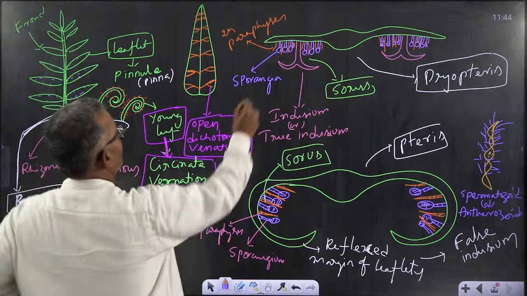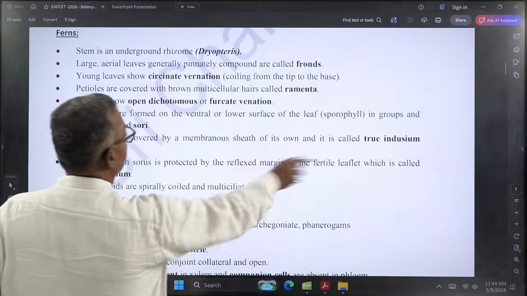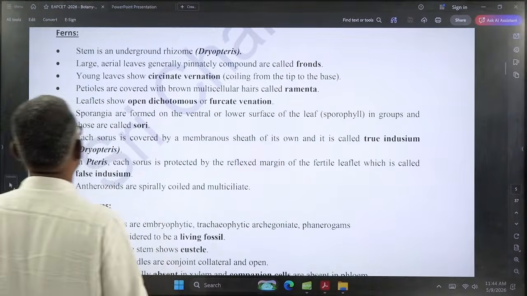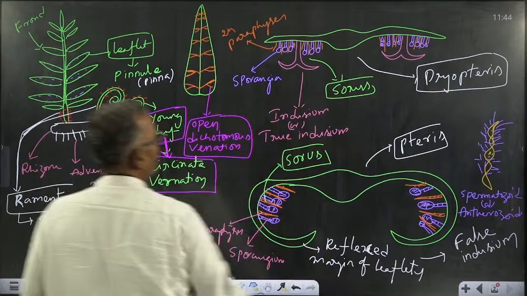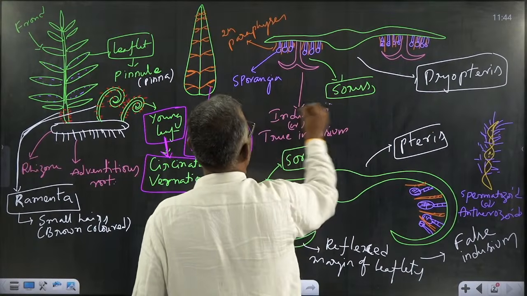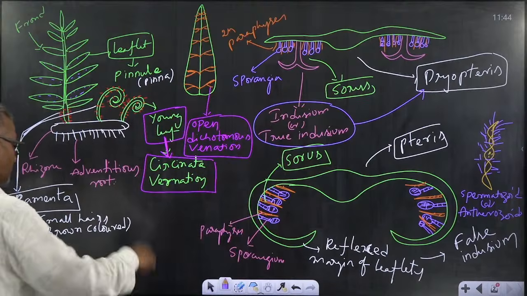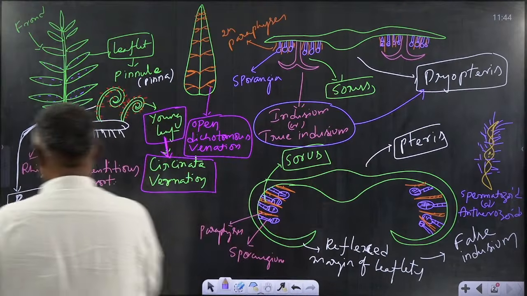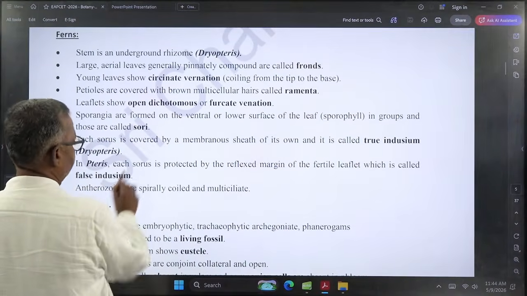This group of sporangia is called a sorus. Now look at here. In case of Bryopteris, true indusium is present. Look at here. Bryopteris, true indusium. Whereas in Pteris, false indusium is present. You can check. Pteris, false indusium.